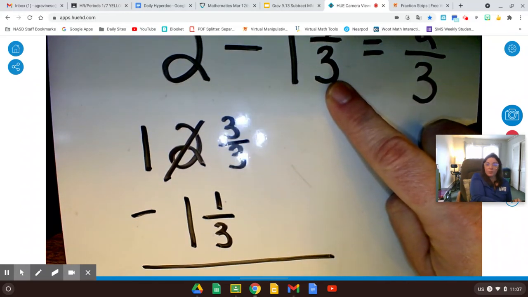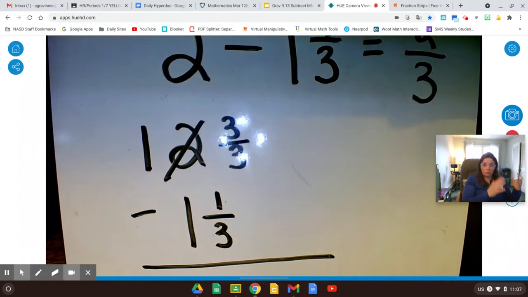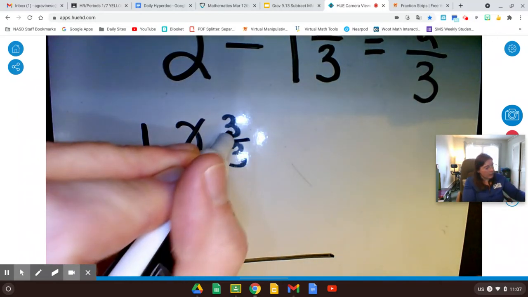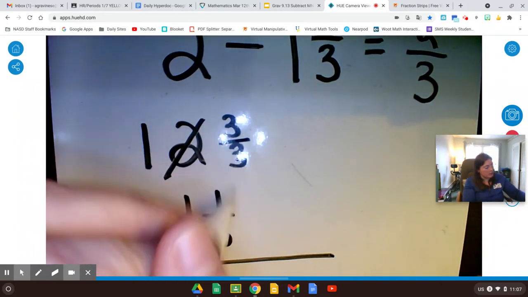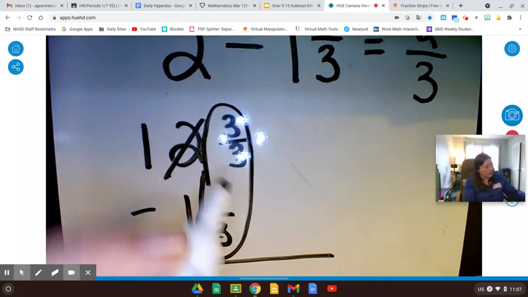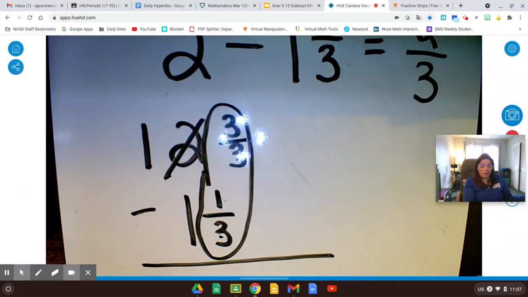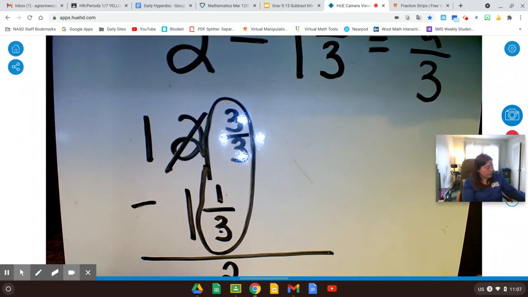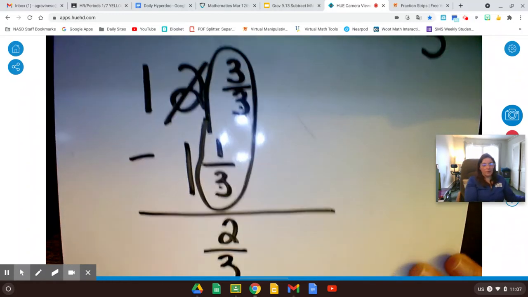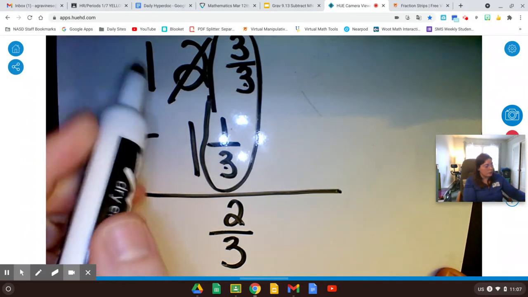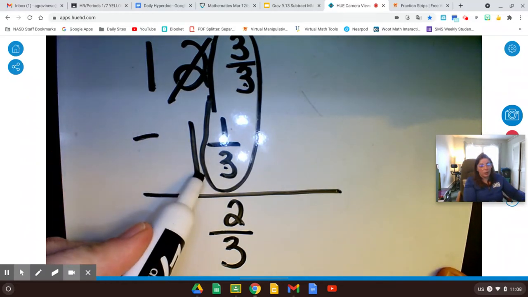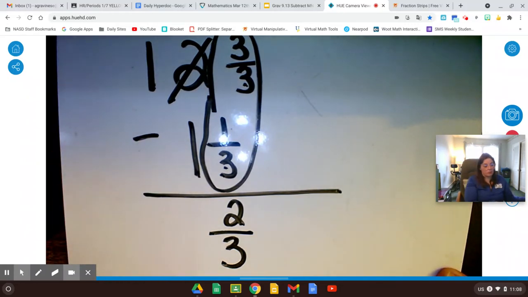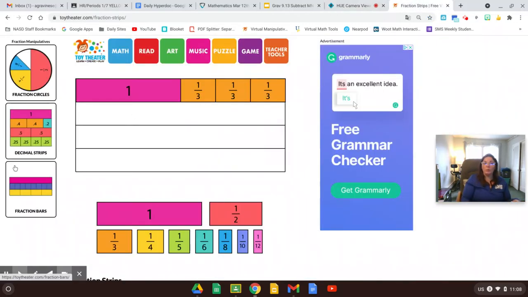Now, just like we did when we subtracted mixed numbers the other day, I have like fractions because they have the same denominator. I can subtract them. 3/3 minus 1/3 gives me 2/3. And when I subtract my whole numbers, 1 whole minus 1 whole gives me 0 wholes. So I get 2/3 as my difference. And when I show that to you one more time, I'm subtracting 1/3 and 1 whole, and I'm left with 2/3.